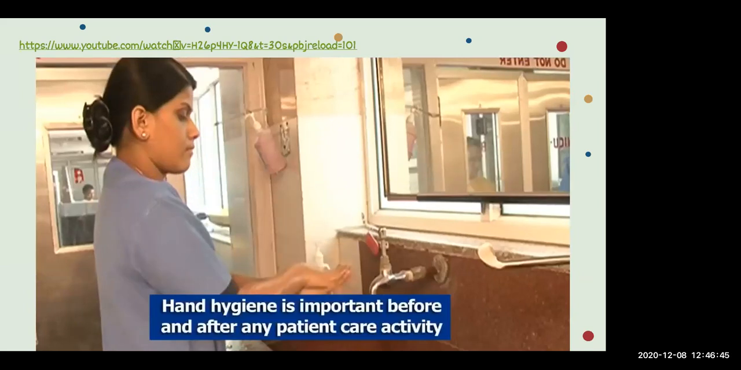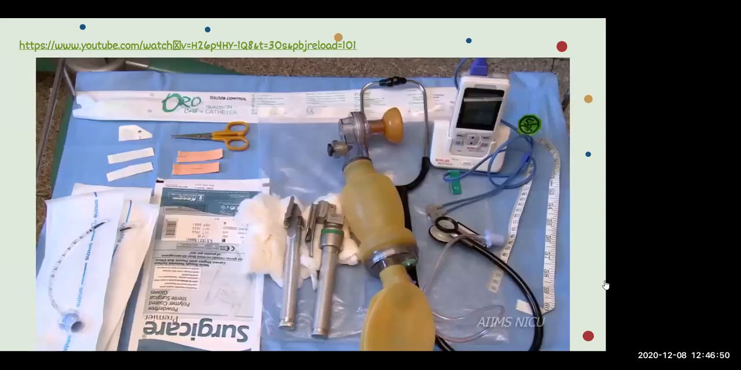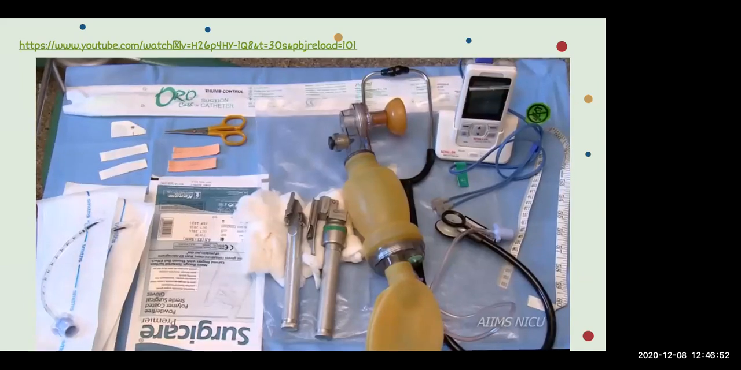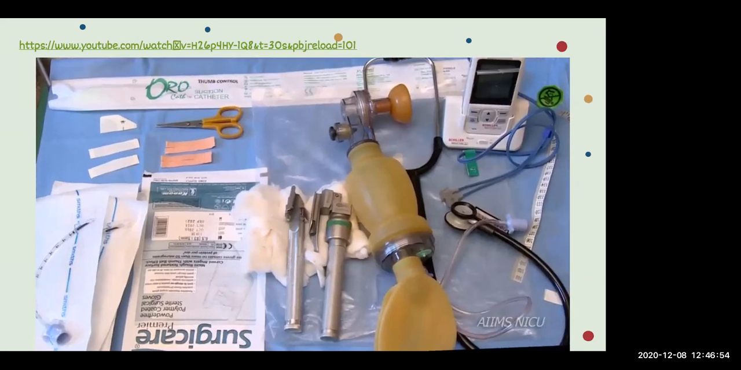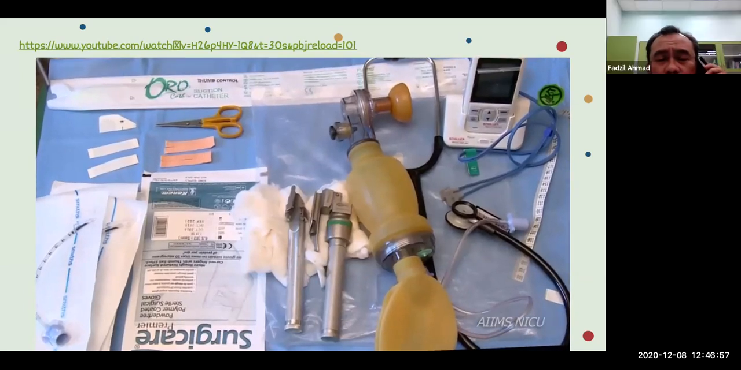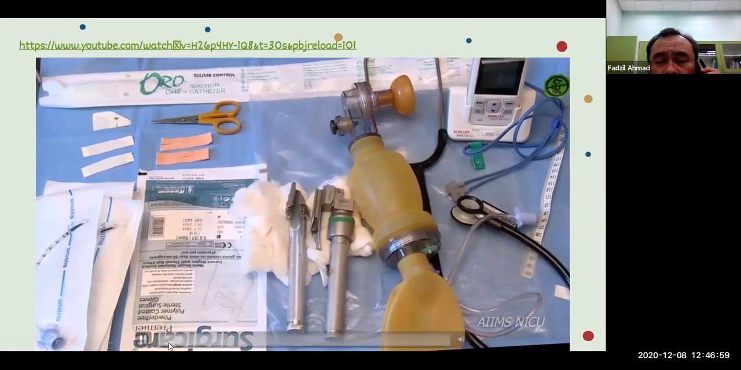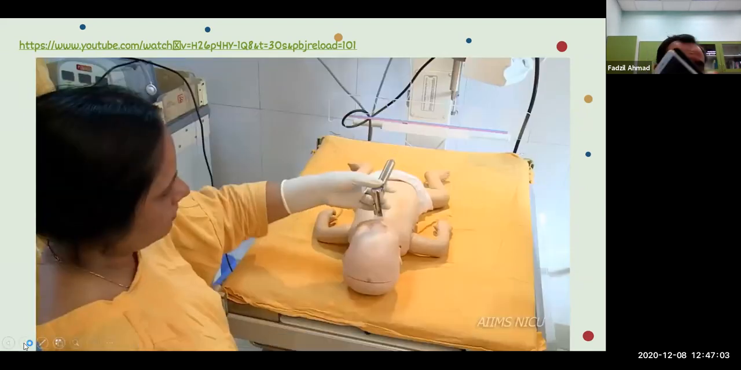Ensure you have all equipment ready for intubation. You need another person to help you with providing supplies, assessing the heart rate, and informing the oxygen saturation. Maintain aseptic technique during the procedure.